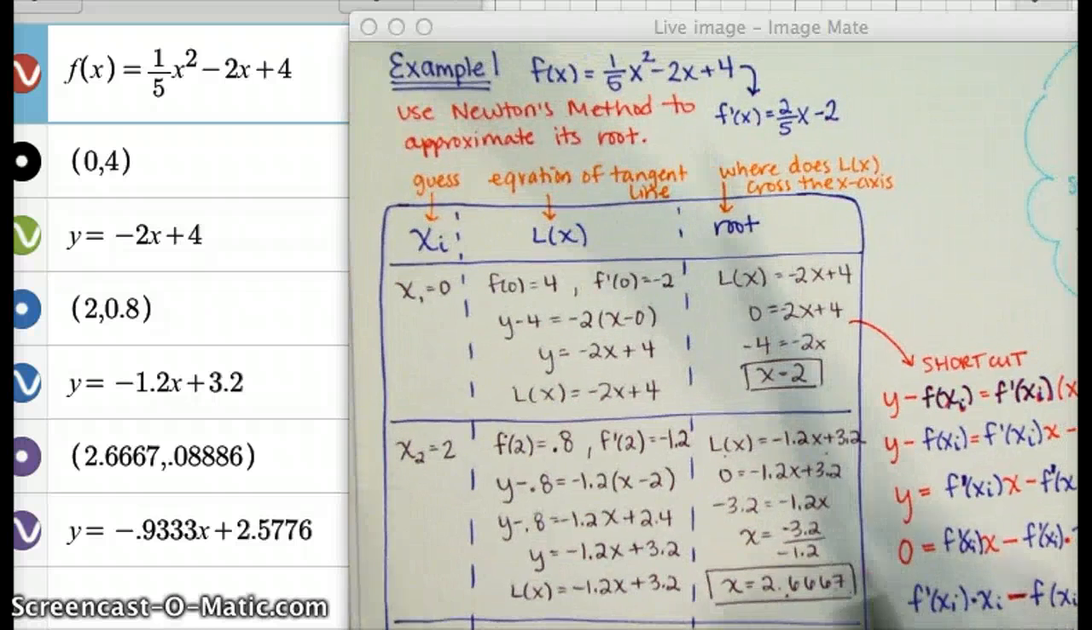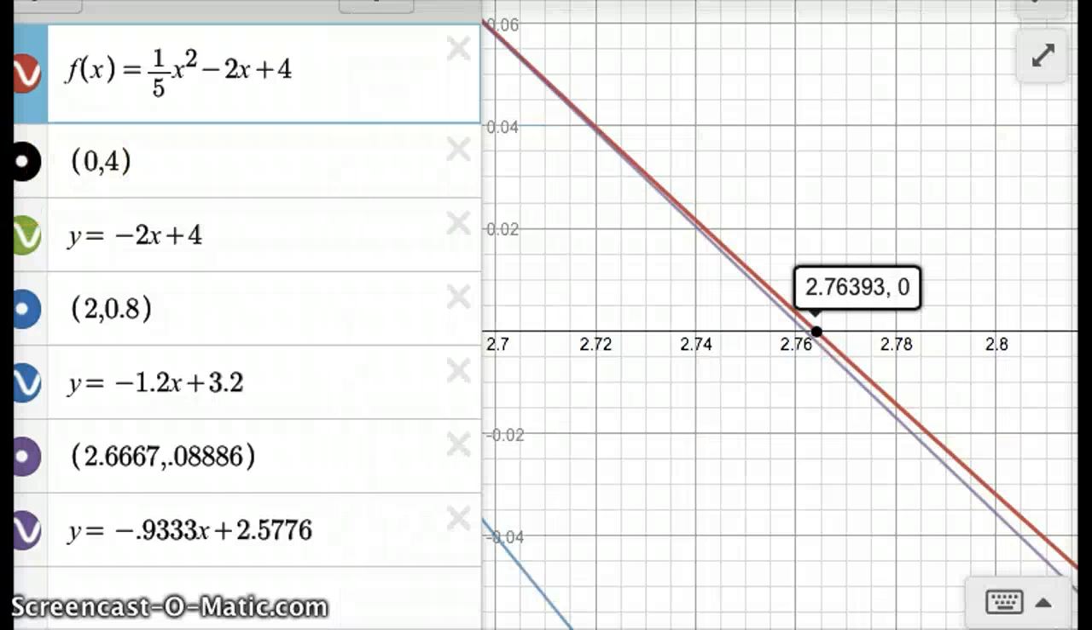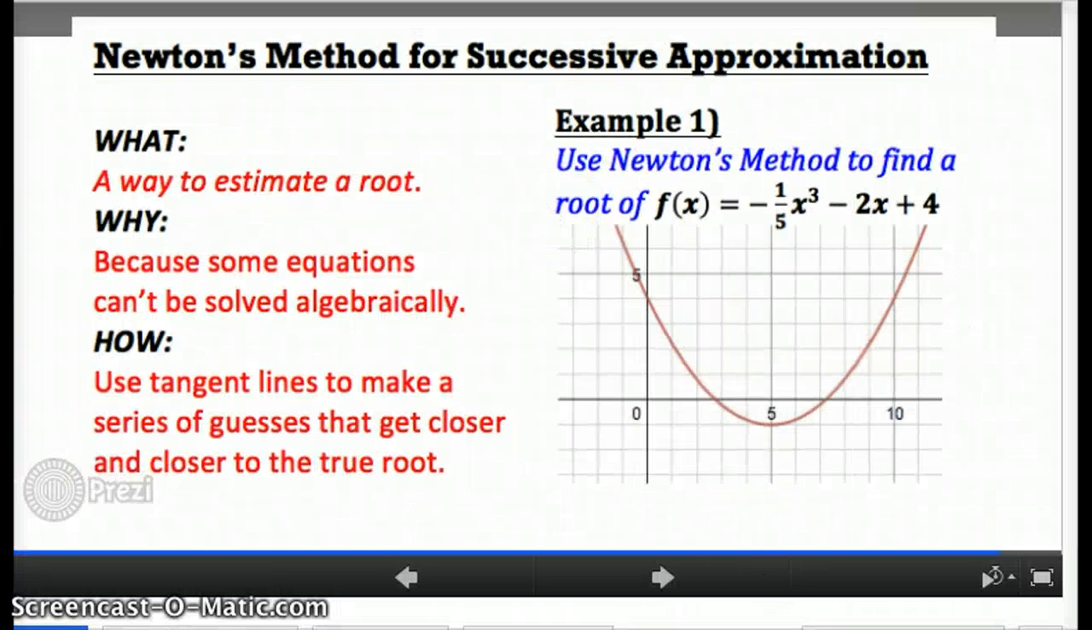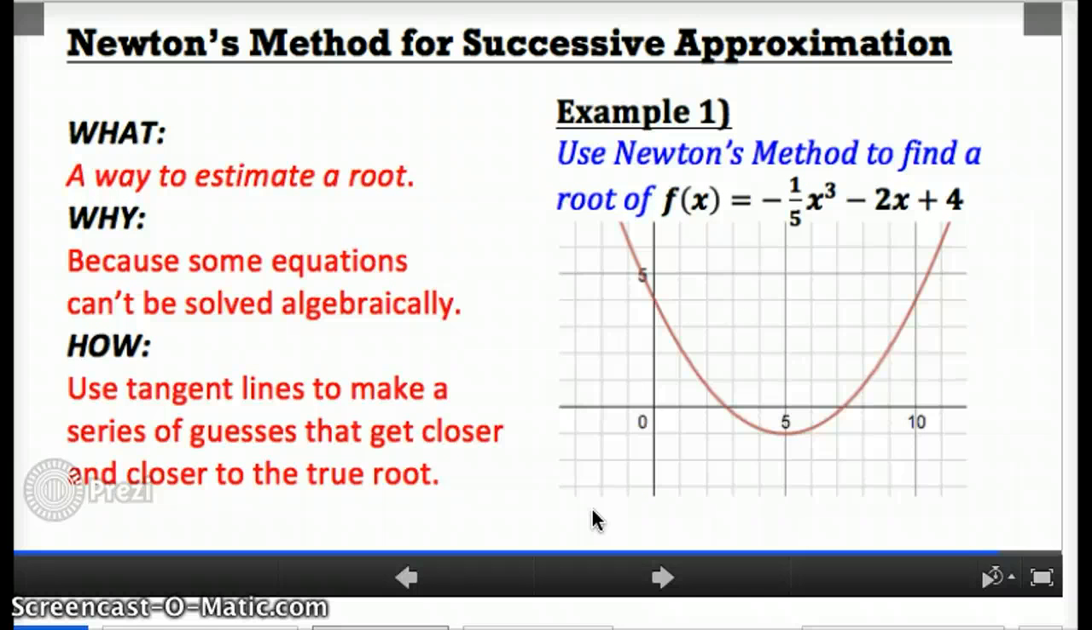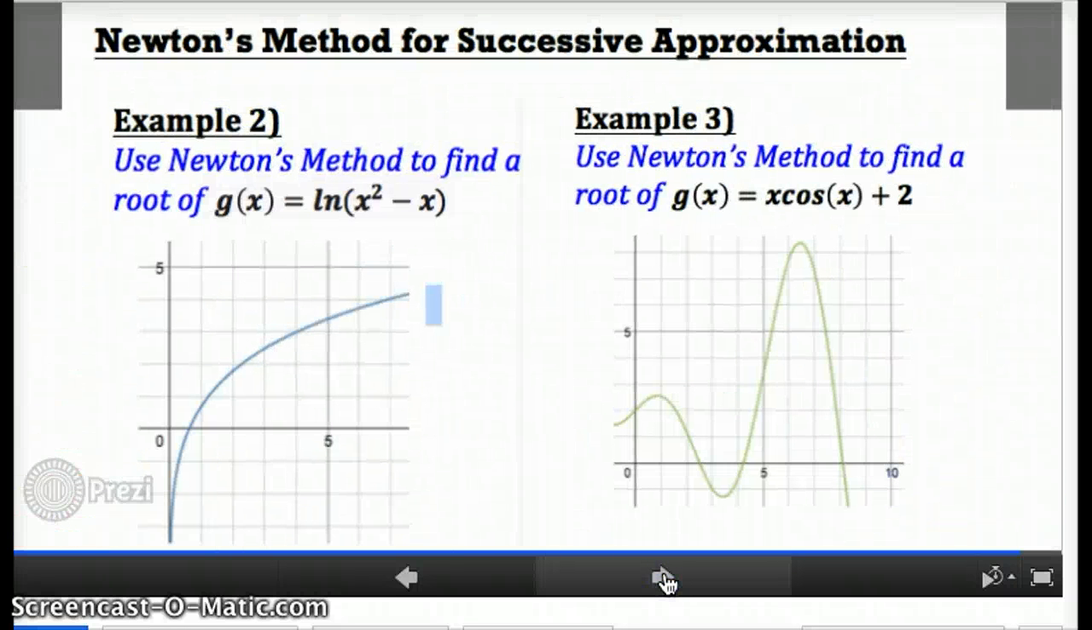Let's try this. We'll do this with another example. So back to where we were in the lecture. We just did Newton's method. It was a way to find the root. It was a number close to 2.761. And the reason we had to use this method, which involved a bunch of tangent lines, is because we couldn't solve this equation algebraically. At the end of that example, we realized that there was a shortcut formula for finding closer and closer x values. So let's do another example using that shortcut. I think you're going to like it a lot better.